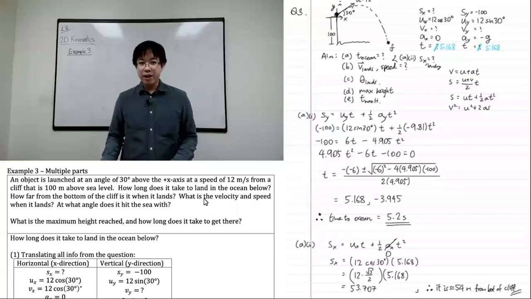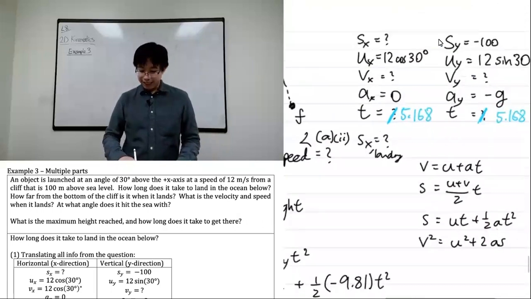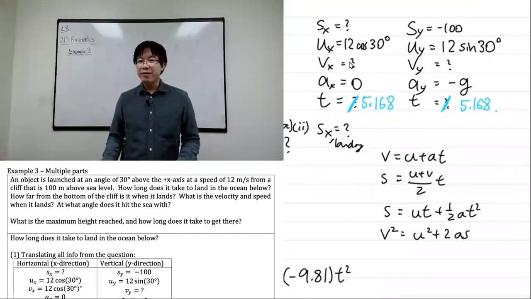So now we are at the third part, which asks for the velocity and the speed, right? Velocity means it's a vector, so it has an x and y component. So we basically want these two. Now, which one's easier to find? Well, it looks like we don't know both, but we have extra information. We can certainly use the SUVAT equations to find them.